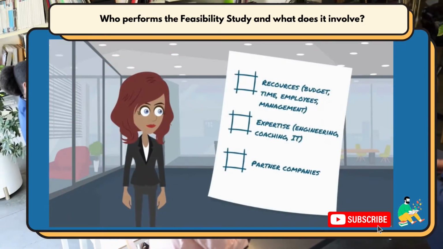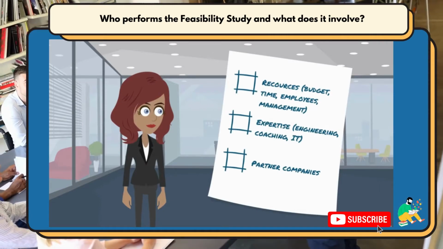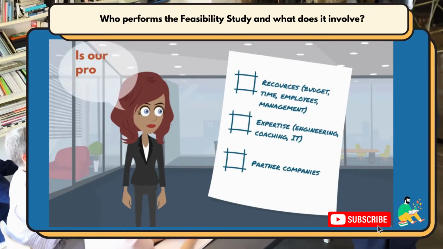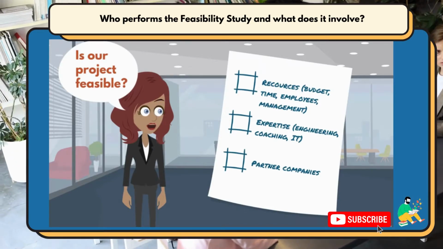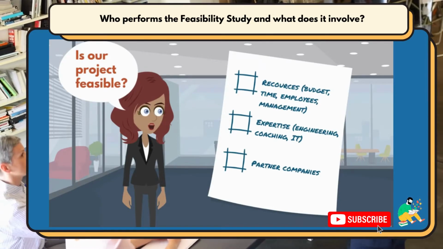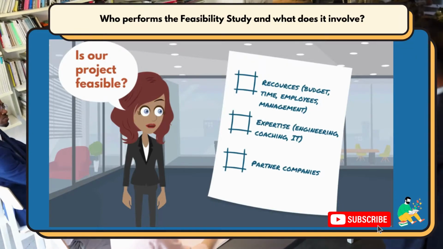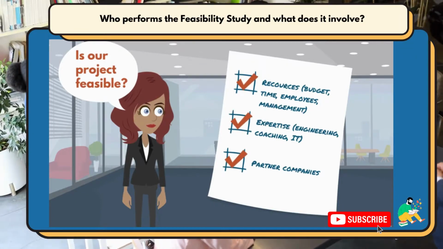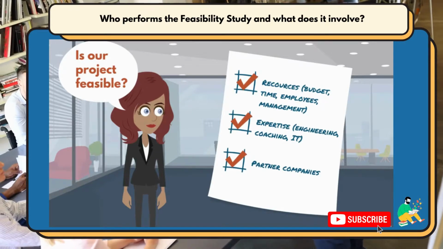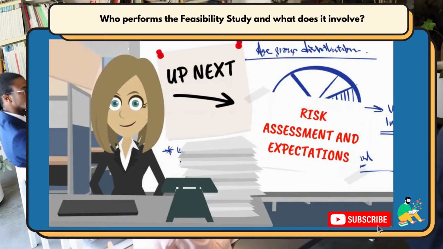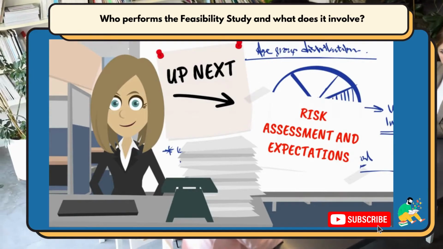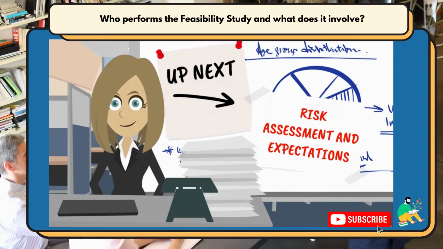For our project to go ahead, we need to get all the information we need. Is our project feasible? It's a simple question with a not so simple process. Let's assume we have a positive answer to the above question. So let's get into risk assessment and expectations next. Another important task when preparing to take on a project. I'll see you there.